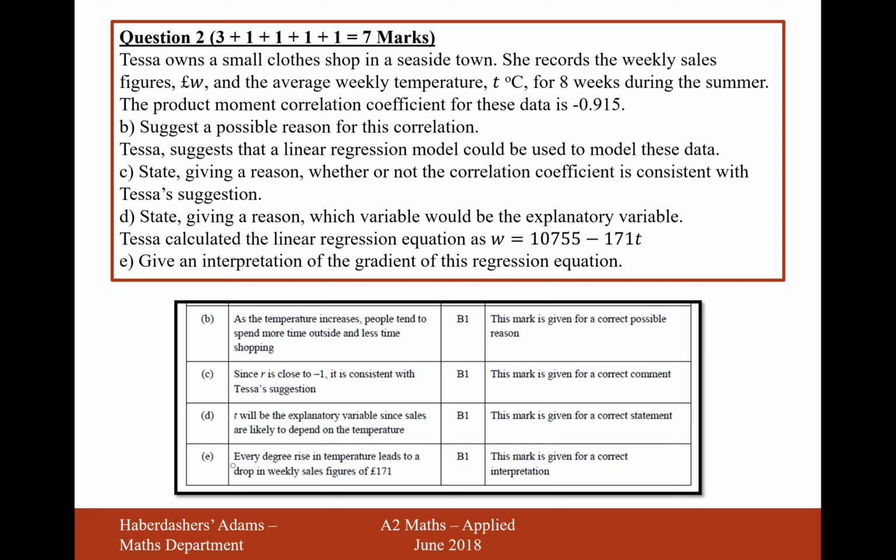Part E is, Tessa calculated the linear regression equation as W equals 10,755 minus 171t. Give an interpretation of the gradient of this regression equation. Well, what it's saying here is that as we increase t by 1, the weekly sales figure is going to decrease by £171. So as the temperature increases by 1 degree, the weekly sales figure decreases by £171.